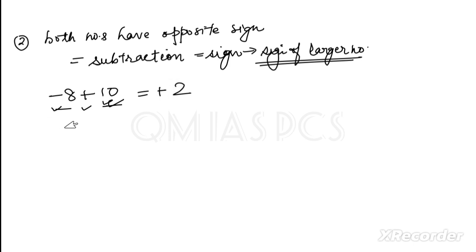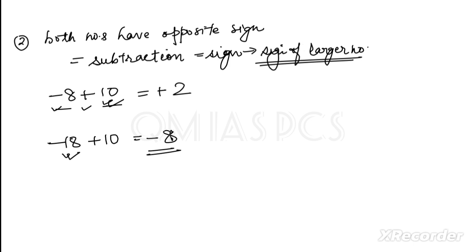And again, if we write minus 18 plus 10, there are opposite signs, so we will subtract. This is 8, and the sign will be minus, because 18 is the larger number. So this will be minus 8. Is it clear? This is very important. This is very basic, I know, so just note it down.